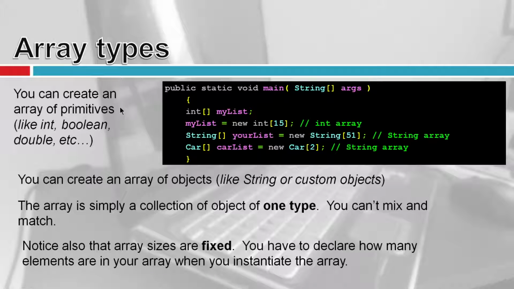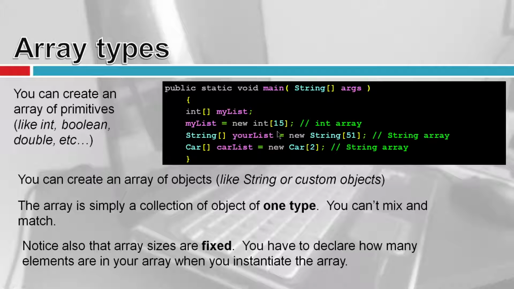Array types. You can create arrays of primitives like what we did in our examples. So here we are creating integers. We can do booleans or doubles, whatever. They're primitives. And we can also create arrays of objects like String. Here I created an array of 51 strings, and I created my custom object. So here I created a custom object called Car, and this is an array of 2 cars potentially.